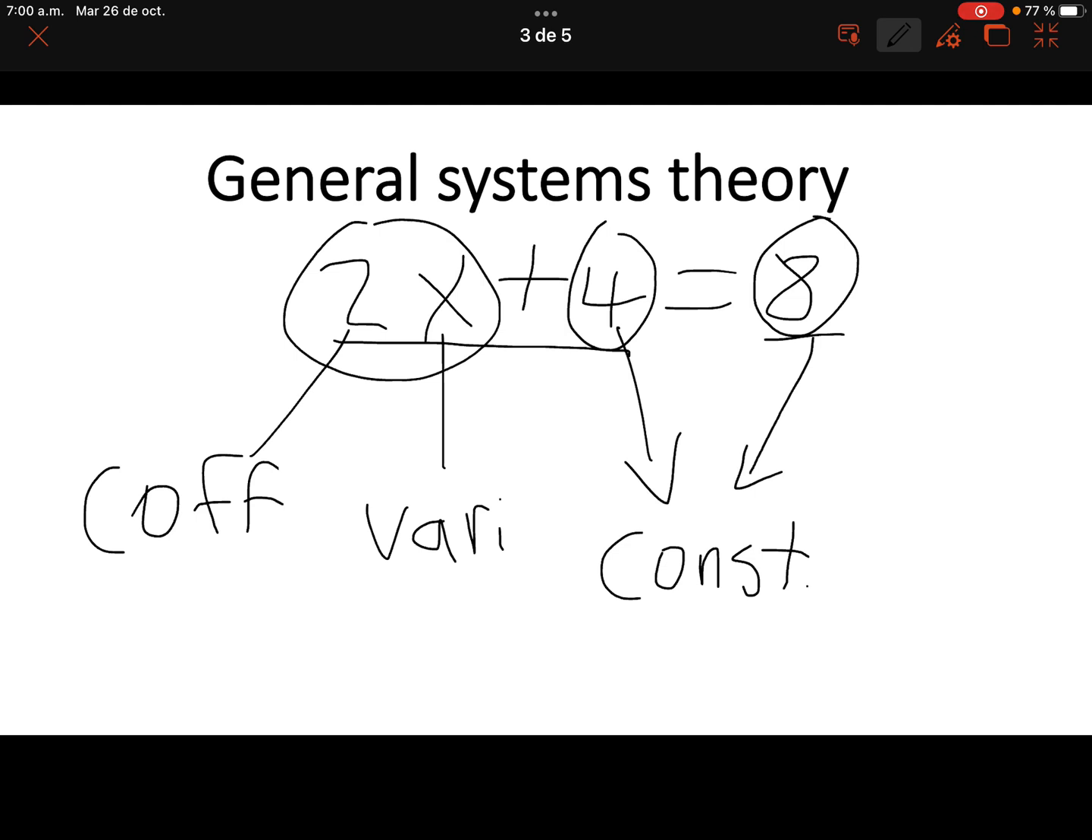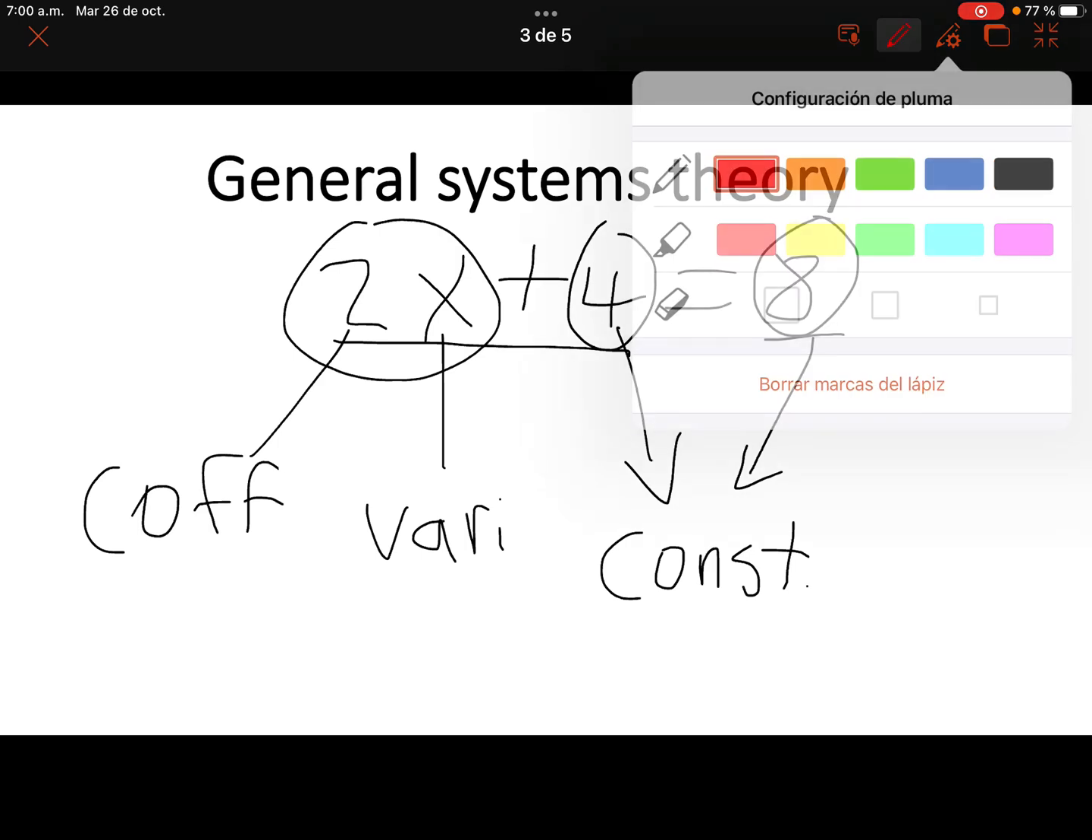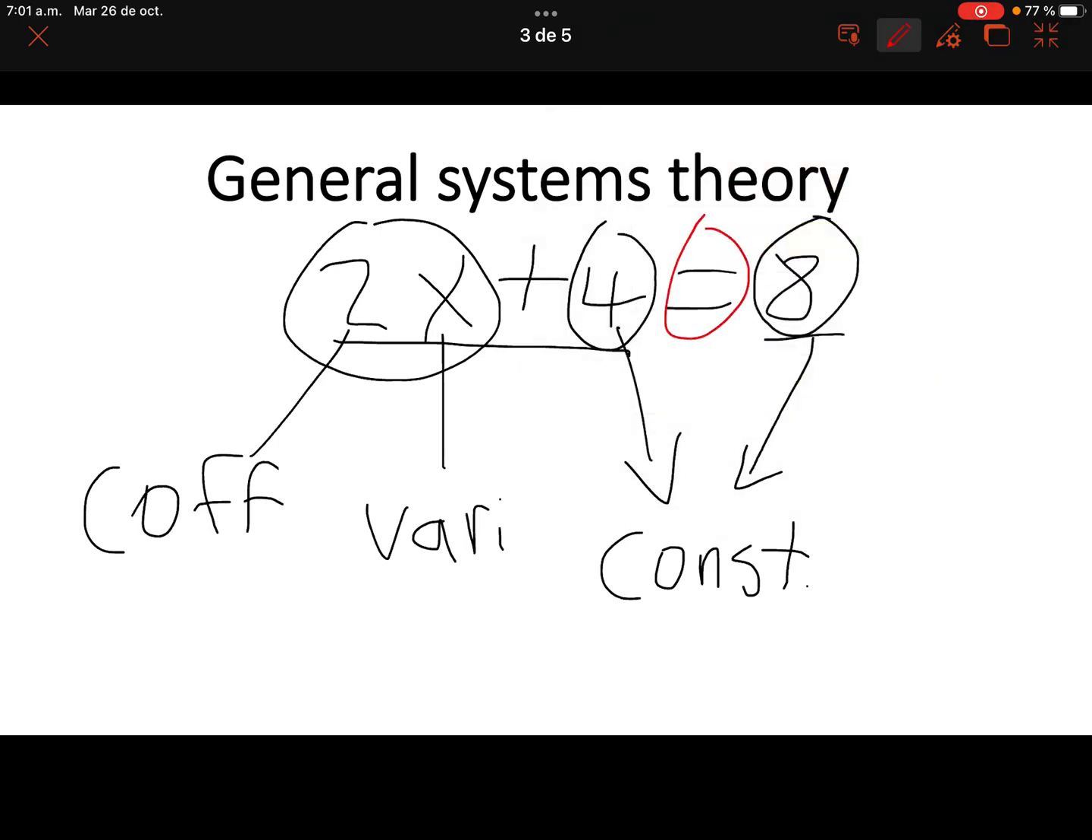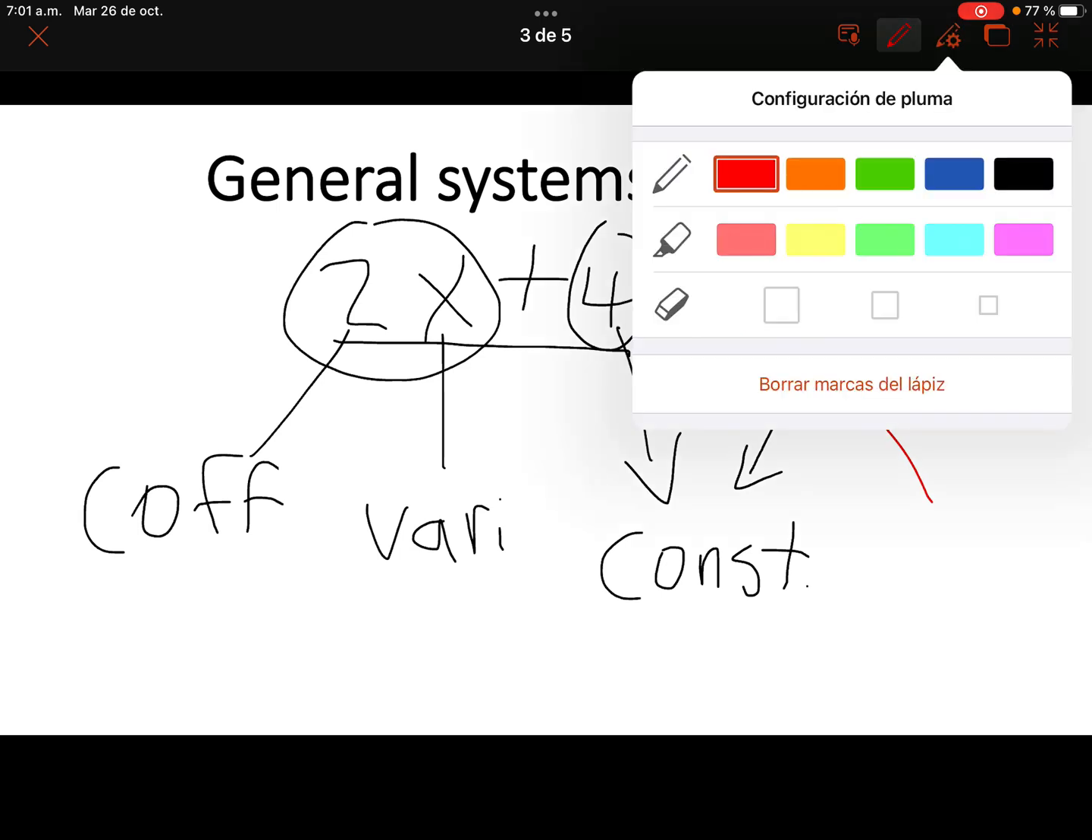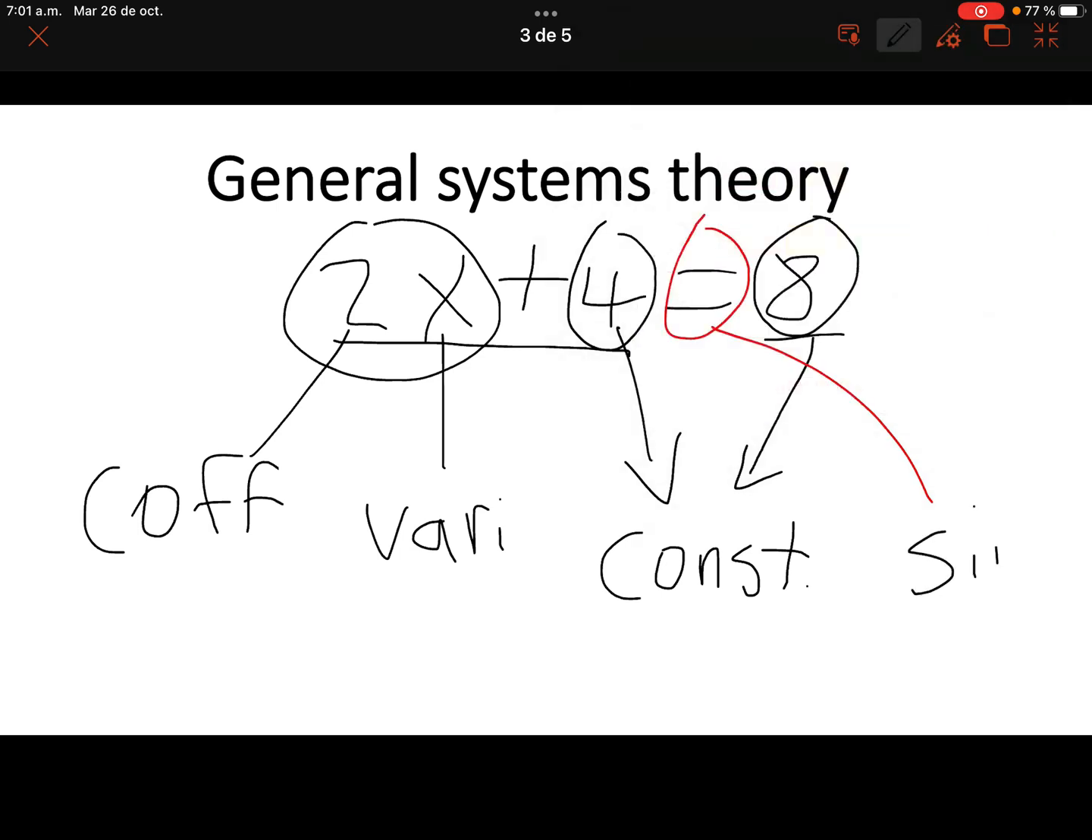Okay, these are parts of the equation, but these are not the only ones. Here we can identify another part. This is the symbol, the equal sign. Okay, it's a symbol, it's another important part. Without an equal sign in this expression, it is not an equation. Without the equal sign or equal symbol, no equation exists.